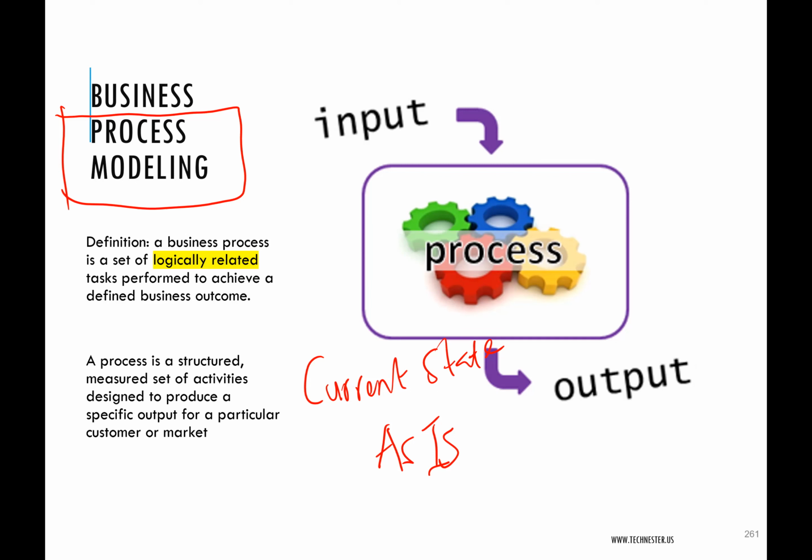Then another thing you would use process modeling for is to model the future state. That is the to-be. So they say model the as-is and the to-be. That is the current state and the future state.